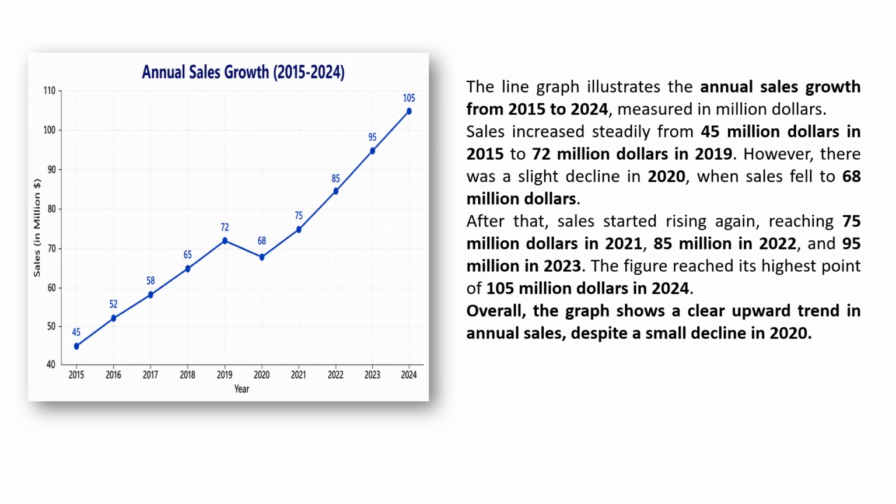The line graph illustrates the annual sales growth from 2015 to 2024, measured in $1 million. Sales increased steadily from $45 million in 2015 to $72 million in 2019. However, there was a slight decline in 2020, when sales fell to $68 million. After that, sales started rising again, reaching $75 million in 2021, $85 million in 2022, and $95 million in 2023.